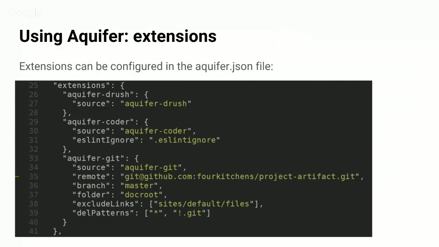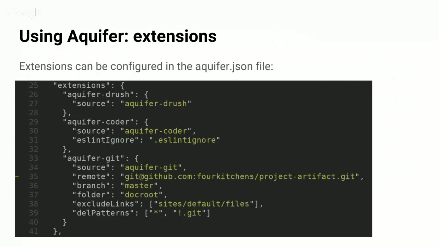This is what the extensions segment of the Aquifer JSON file looks like. Aquifer Drush, Aquifer Coder, Aquifer Git, and you can configure those things to behave in different ways. So, for instance, the Aquifer Coder extension allows you to pass in an ESLint ignore file, and I've passed in a path to an ESLint ignore file, and so it's going to use that now.